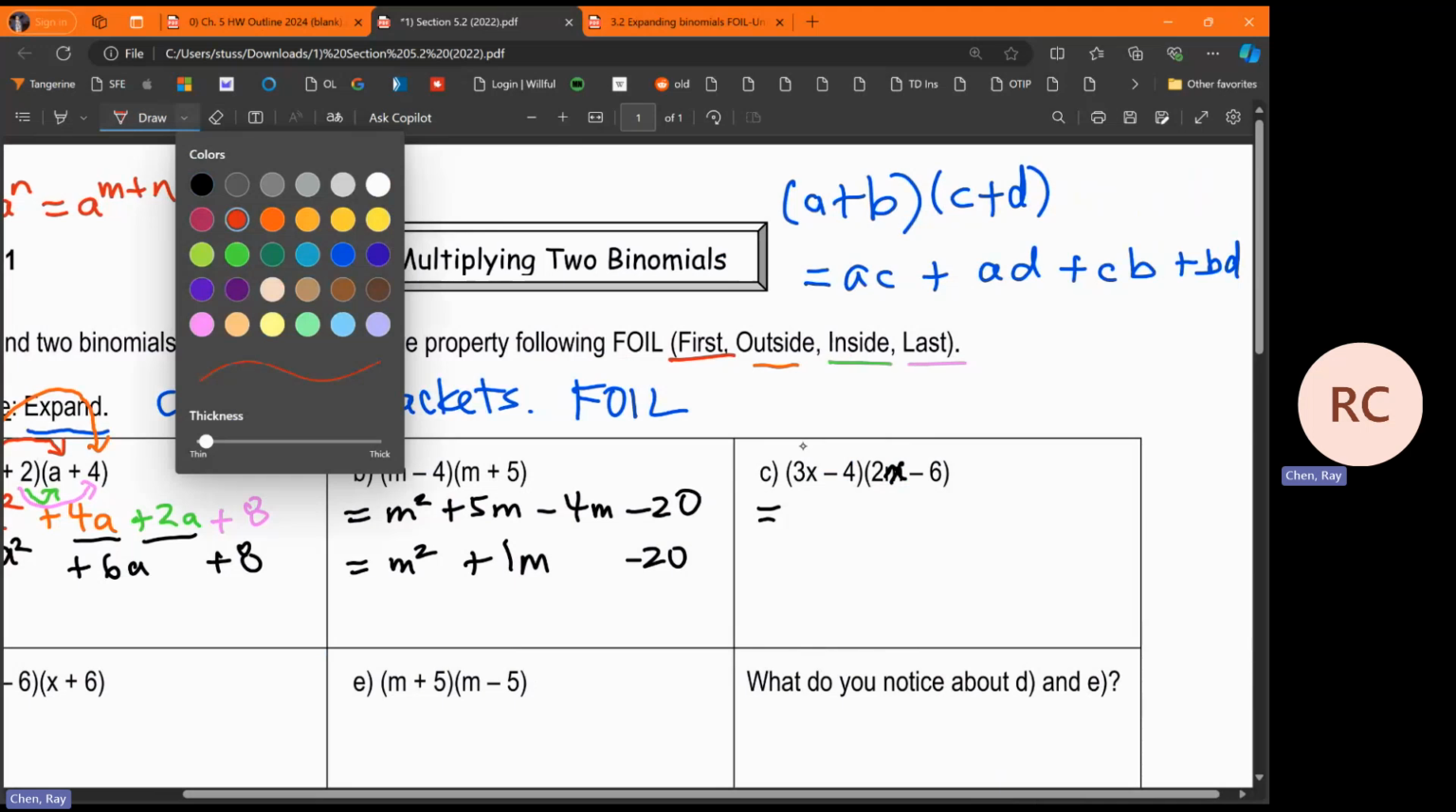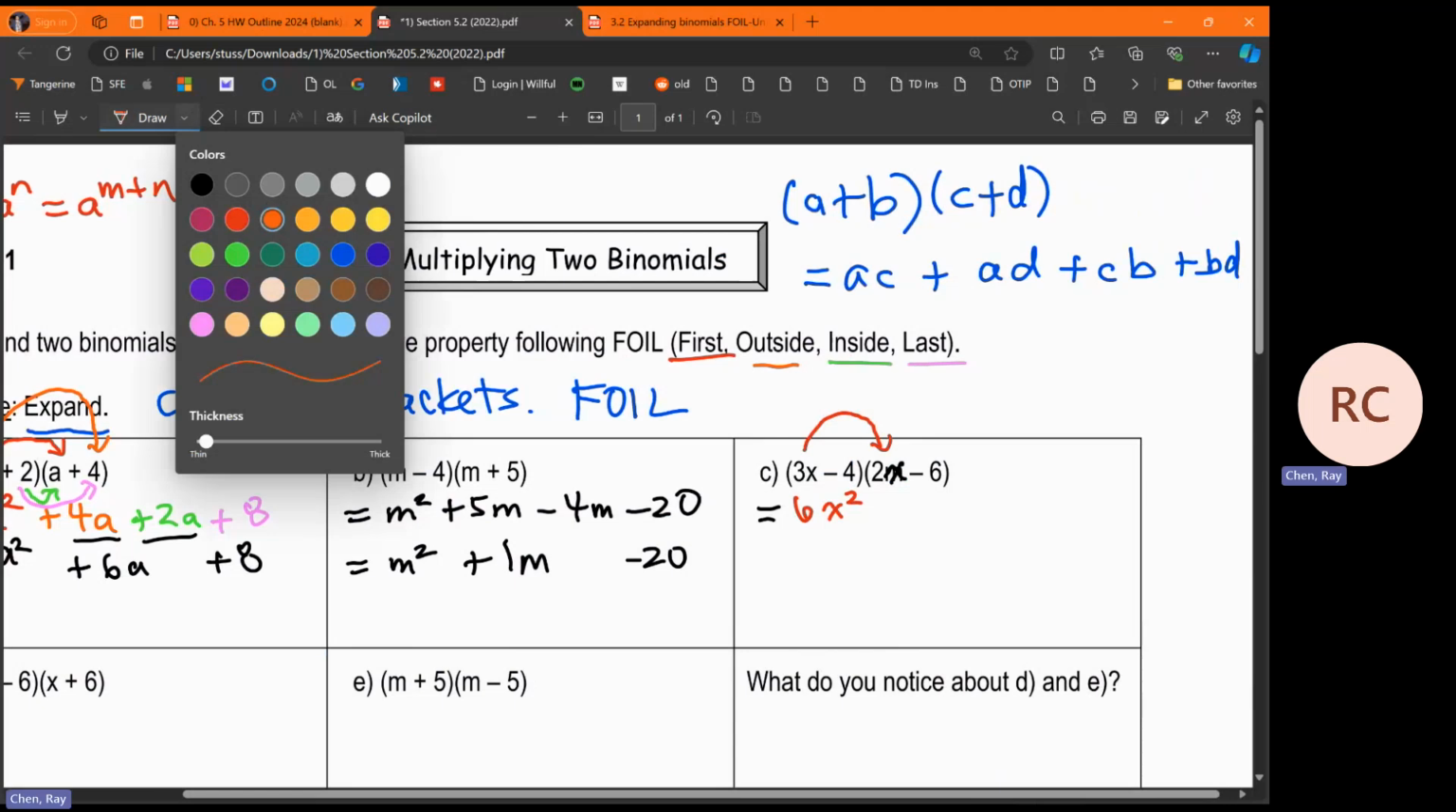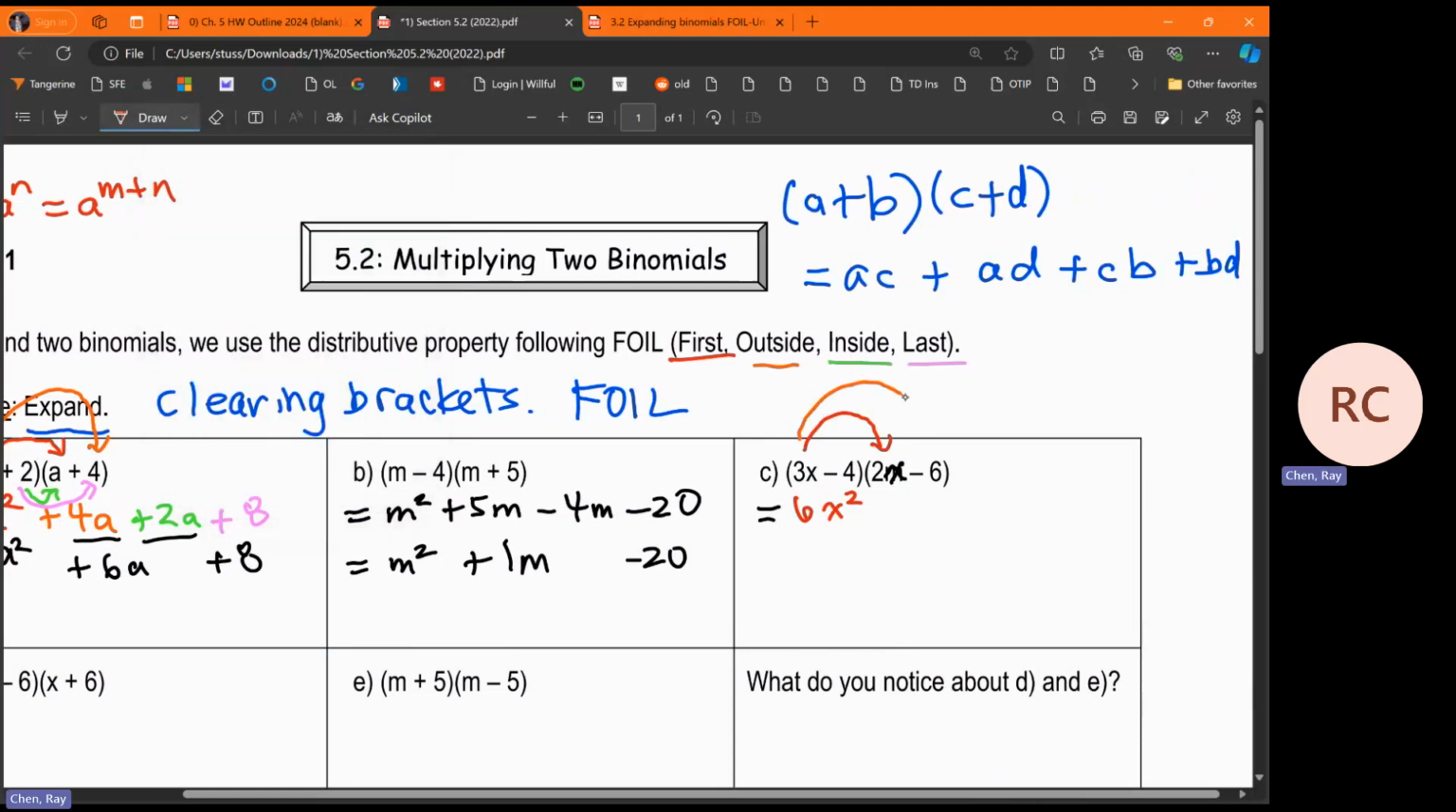So for the first term, this time we're going to do 3x times 2x. Now 3x times 2x, multiply the coefficients. So 3 times 2 is 6. And x times x, that is x squared. Keep on going with this pattern. Orange. We're going to do the 3x times that negative 6. Try to beat me to it. You get negative 18x.